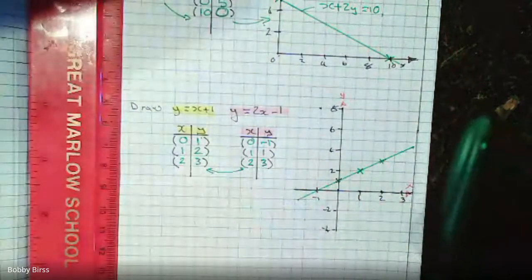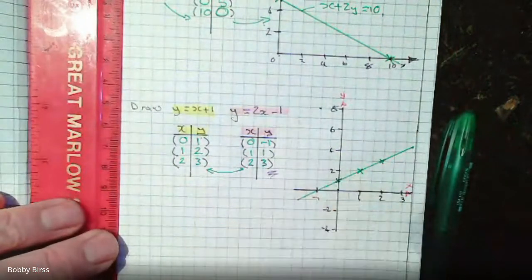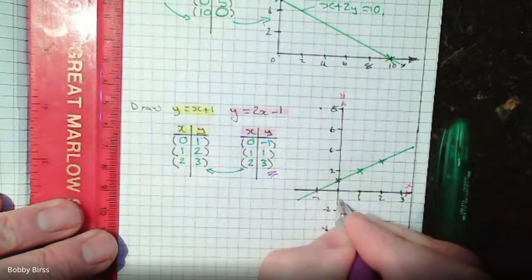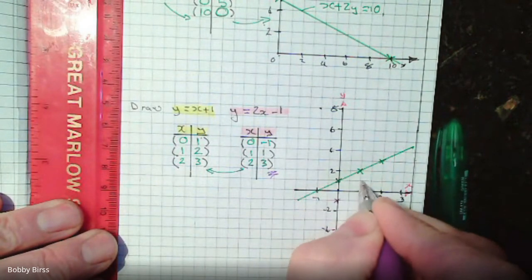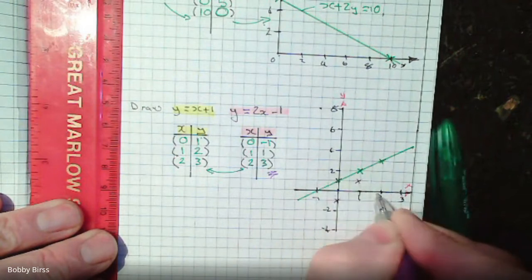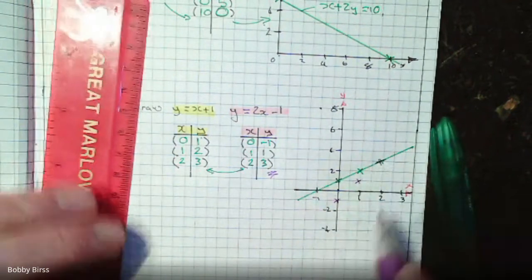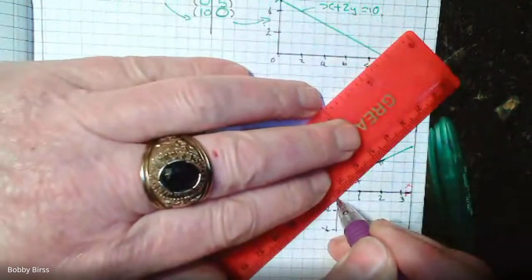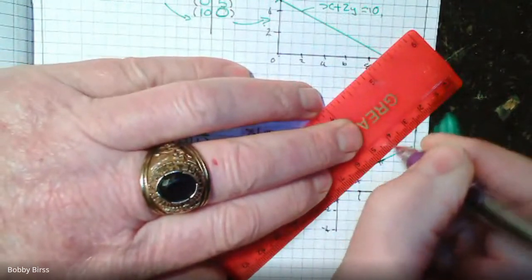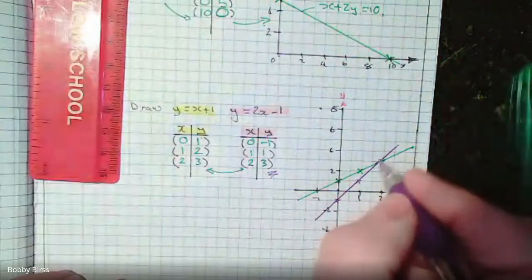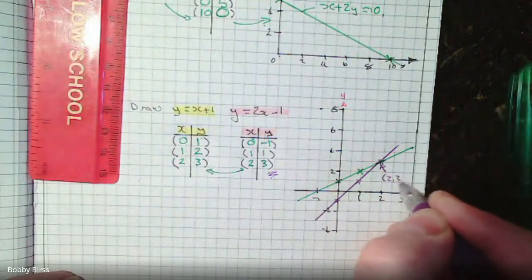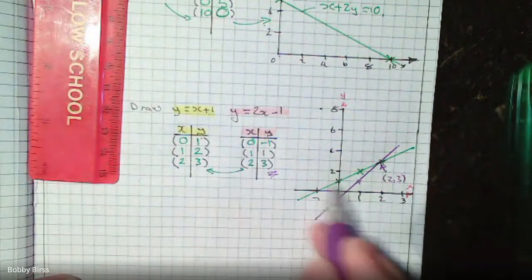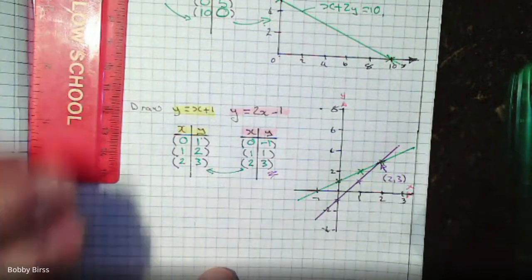If I draw my second line, the red line, 0 along and 1 down, 1 along and 1 up, 2 along and 3 up. Yep, 3 purple points also appear in a straight line. And I know now that they intersect at 2 along and 3 up. I knew it here, but I've proved it by doing this.